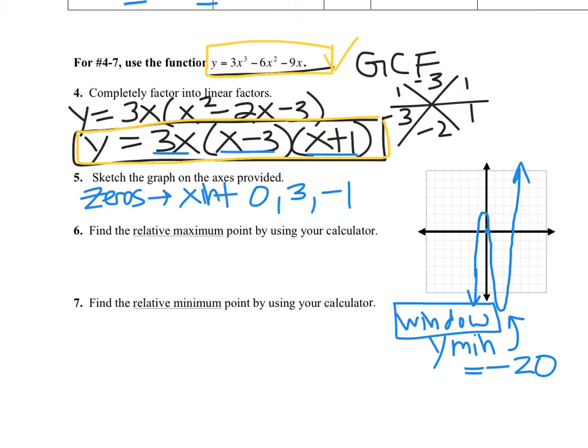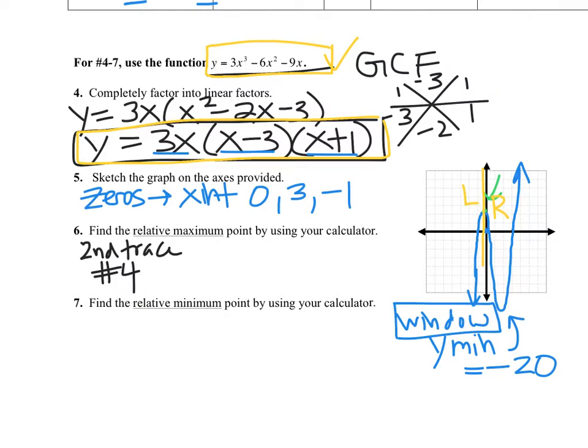All right, find the relative maximum point. So here is the relative maximum point. It's right there, that maximum in that neighborhood. I'm going to go to my calculator, go to second trace, which is calc, and calculate the maximum, which is number 4. Your calculator is going to ask you to go to the left side of the maximum. Here's your maximum right here, here's the left side of it, and here's the right side of it.